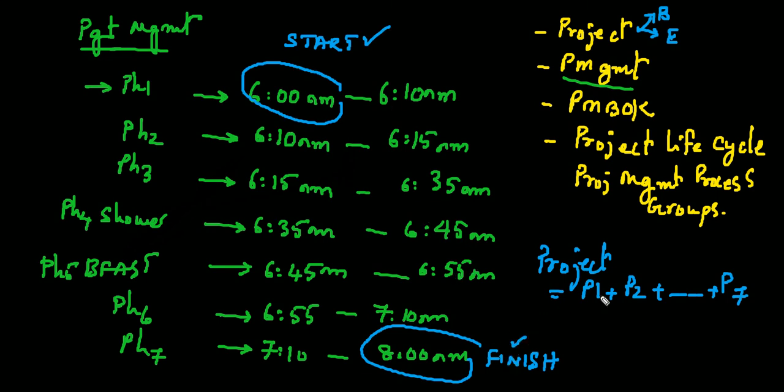Clear. Right. And for every project, you have something like this. It's called a triple constraint, STC: scope, time, cost. See, suppose this is called a time driven project, isn't it? From 6 to 8 I have to finish my work. I have to be ready to reach the office at 8 a.m.